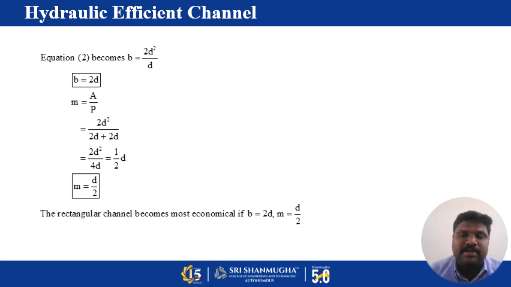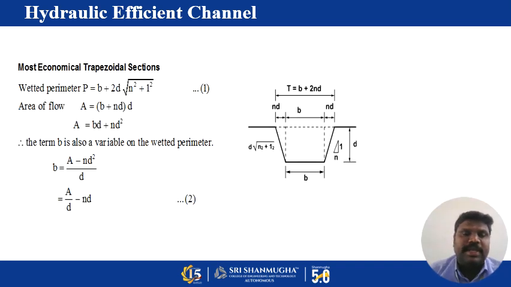The rectangular channel becomes most economical, through which we can get maximum discharge, if the breadth is equal to 2 times the depth and M is equal to D by 2. When these conditions are satisfied, the channel gives the maximum discharge with respect to these dimensions. So next we'll move on to the most economical section for trapezoidal.